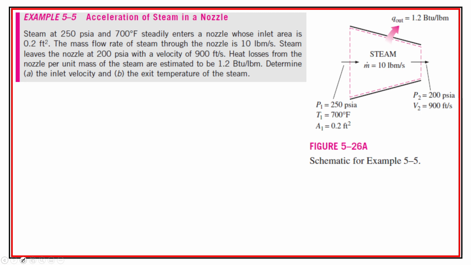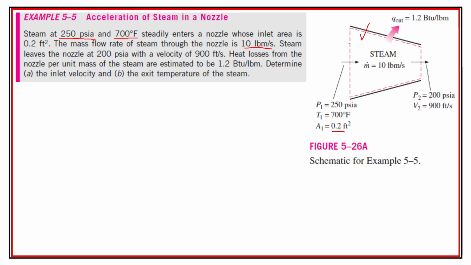So we have this nozzle, and I can't find my cursor. There it is. This nozzle right here. We're using English units again. 250 psia and 700 degrees Fahrenheit. It is steady state, and so it enters the nozzle with an inlet area of 0.2 square feet. The mass flow rate is 10 pounds mass per second.